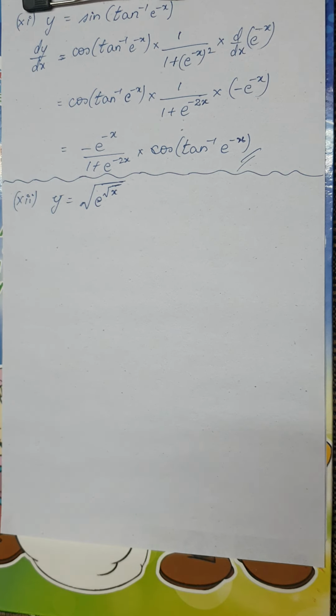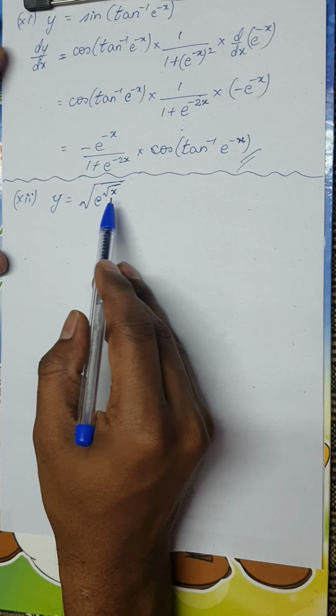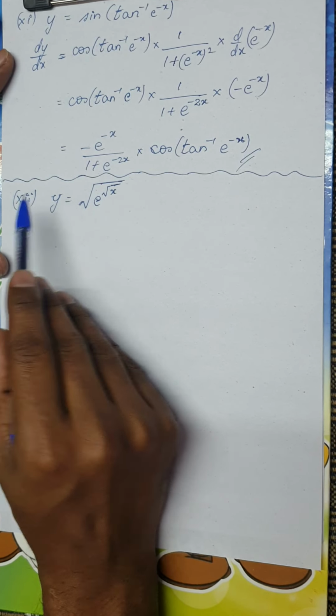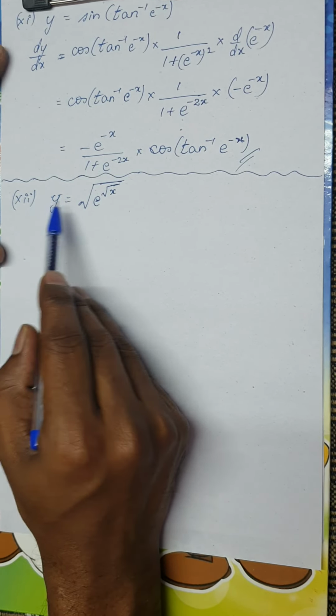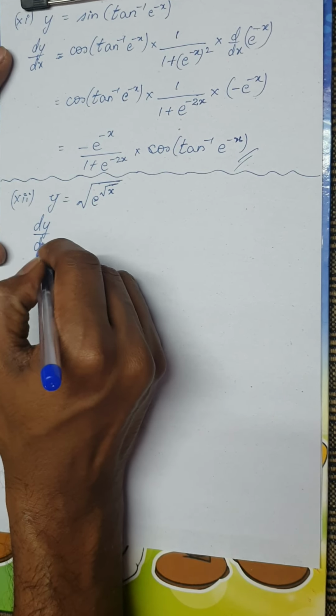Consider the next question, dear friends. We have y is equal to root of e power root x. You can solve this question in 2 ways, by squaring and using implicit function differentiation. Otherwise we shall do it directly. Let us check how you get it directly.